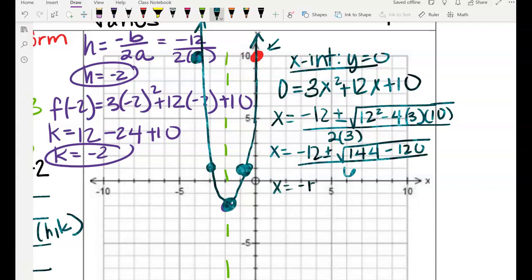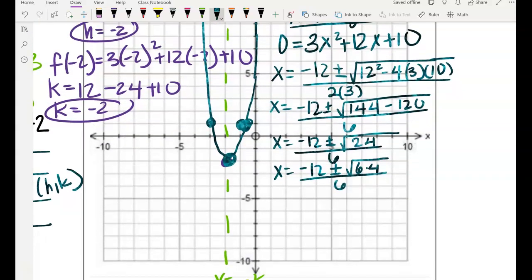So x equals negative 12 plus or minus the square root of 144 take away 120, so that's going to be a positive number, 24. So 24, students, the square root, we do need to simplify that out. That's 6 times 4. Square root of 6 is not going to be a very nice number, but square root of 4 is. So negative 12 plus or minus 2 times square root of 6, all over 6. We have to simplify a little bit more.